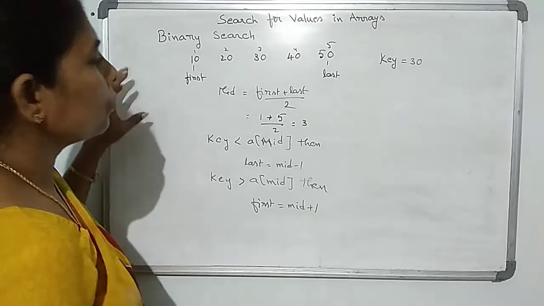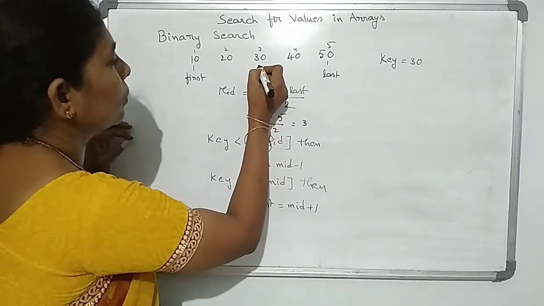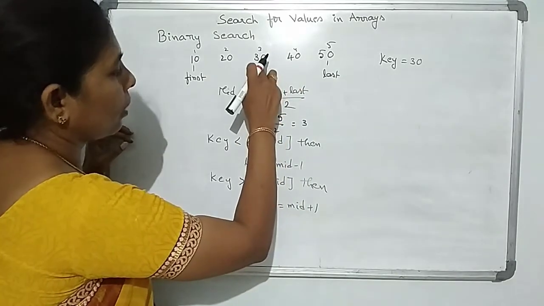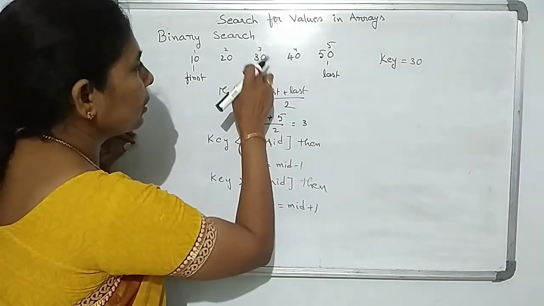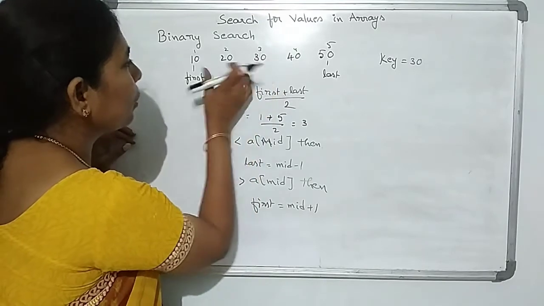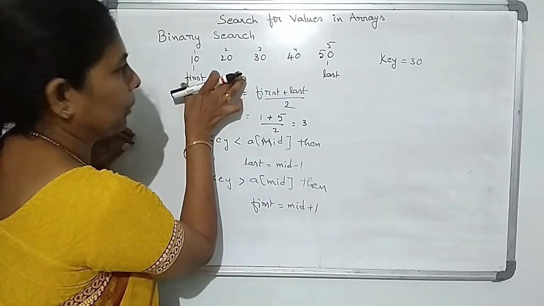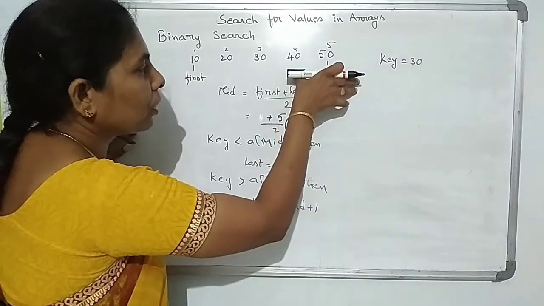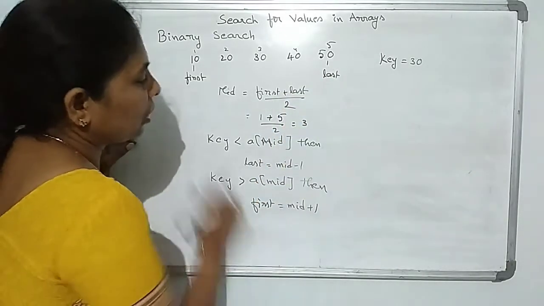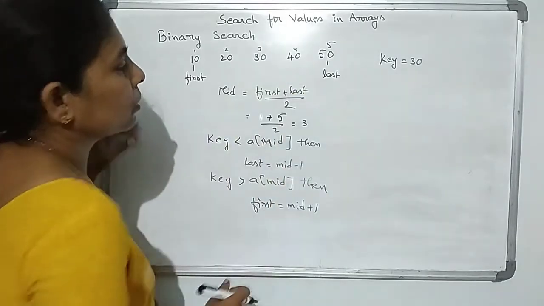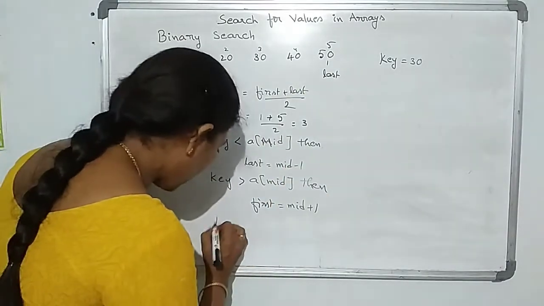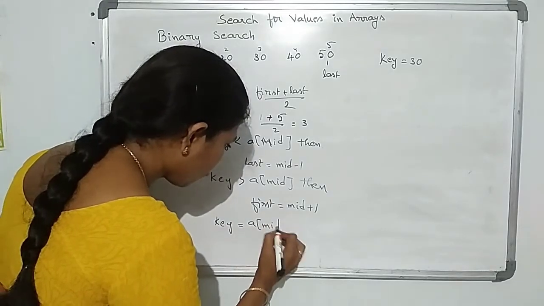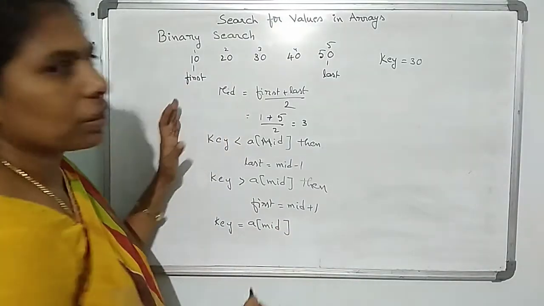So you check whether the key element, here 30, is equal to A of mid. If the key element is less than A of mid, then you go to the left part of the array. If the key is greater than A of mid, then you go to the right part of the array. Again you apply the same process again and again, which means this is a recursive process. If the key is equal to A of mid, then that element is found.